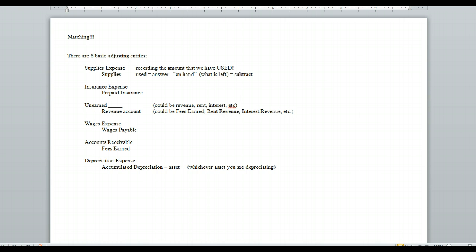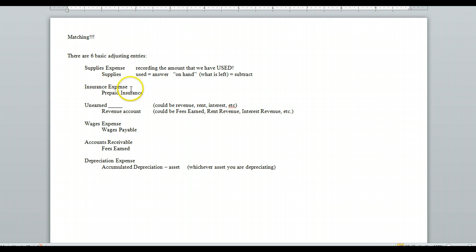Let's look at another one. This example is a debit to insurance expense and a credit to prepaid insurance. So we are recording the amount of our prepaid insurance that has been used. When we buy insurance ahead of time, we record it in that asset account, prepaid insurance. When we use it up, it is going to become insurance expense. Kind of like supplies, right? It was an asset, we use it up, it becomes an expense.